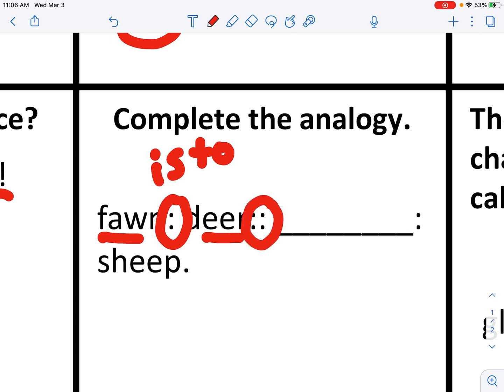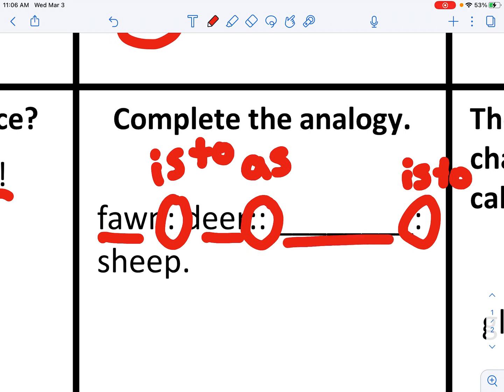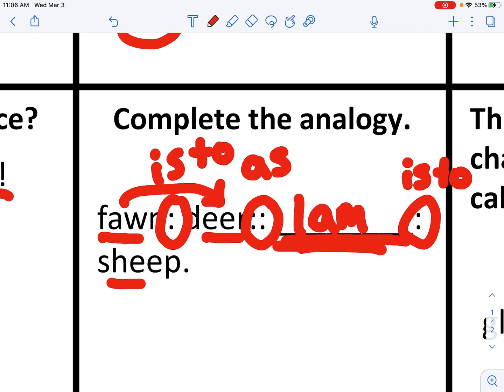These double colons mean the word "as." As blank is to sheep. So I need to know what the name for a baby sheep is. If fawn is related to deer because it's the baby, I need to know what the baby sheep's name is to fill in the blank. Well, a baby sheep is called a lamb.